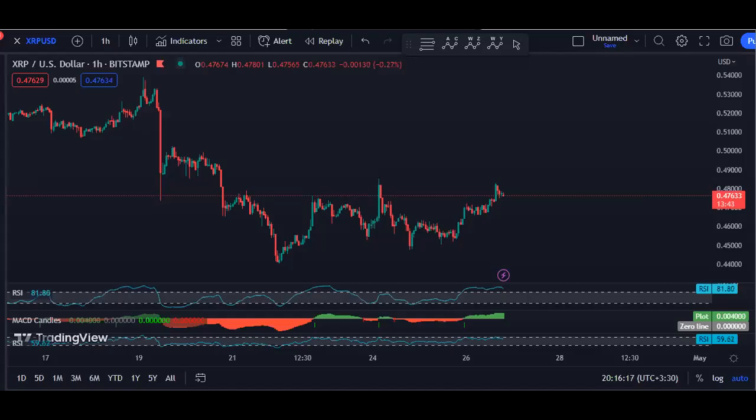XRP, we start with the 1 hour chart. I just want to give a quick update. If you refer to my last analysis, since the price was within here, we mentioned how we can look for a trade, because I'm looking for buy.